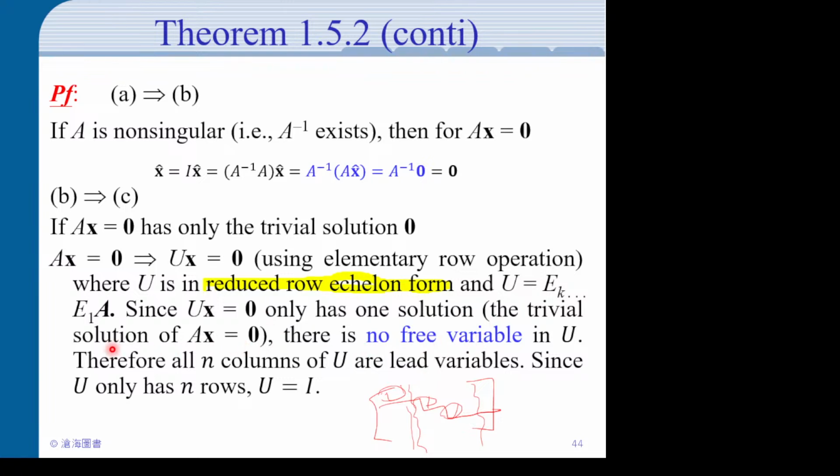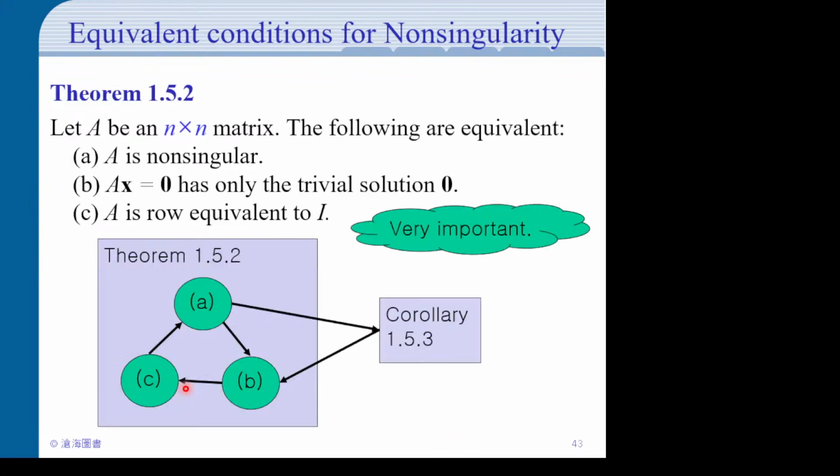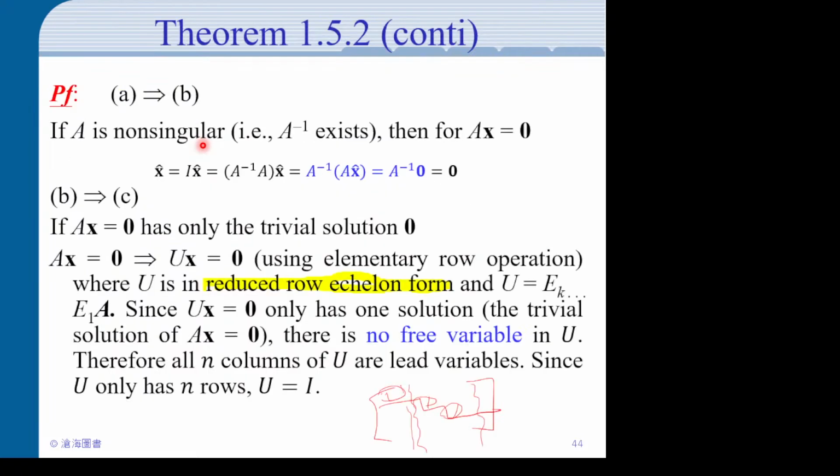But if you have a free variable, then you must have infinitely many solutions. You cannot have only one solution. But we only have one solution. That means there is no free variable in U. So every variable must be a lead variable. And now we're back to remembering that A is an n by n matrix. Then it's kind of counting. So you have no free variable, then you have n lead variables. There are n columns, and you also have n rows.